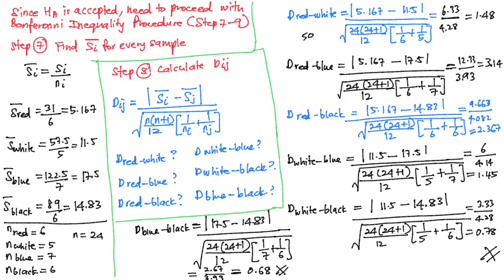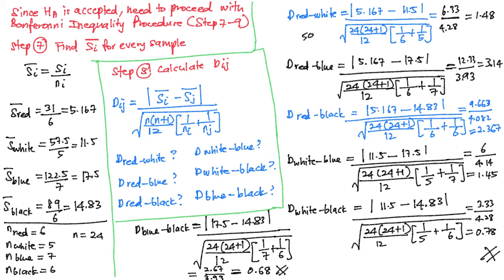In the 8th step, we have to calculate dij. The formula of dij is given as follows. dij refers to the pair that we can create from the number of samples provided in the question. For example, out of these 4 samples, we can create red-white pair, red-blue pair, red-black pair, white-blue pair, white-black pair, and finally blue-black pair. So altogether, there are 6 pairs.